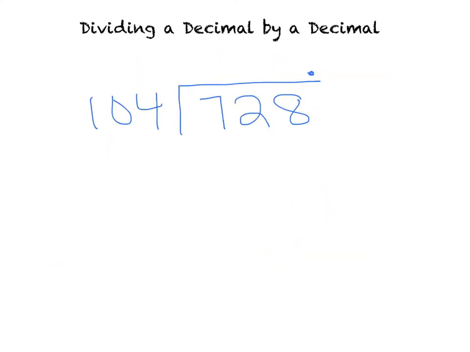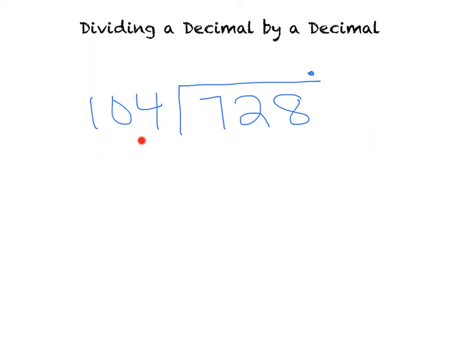Okay, here is my problem that I was working on the previous screen. As you can see, I changed my numbers from decimals into whole numbers, and I brought my decimal point up. Now let's go ahead and divide normally. How many times can 104 go into 7? Well, it can't, because 7 is less than 104. That's not going to work. So I move to my next number.